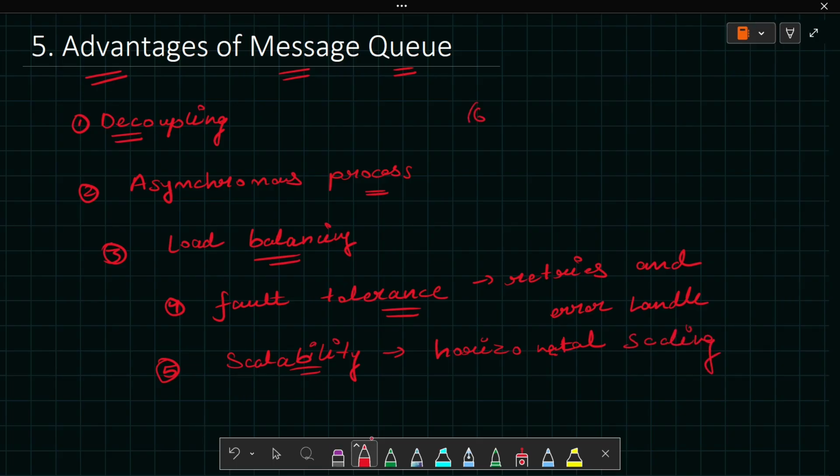The last advantage is throttling. How are we able to achieve this? A message queue can help control the rate of message processing, because we store the messages in the message queue before giving them to the consumer. We are doing rate limiting here, so it prevents the consumer from being overwhelmed.